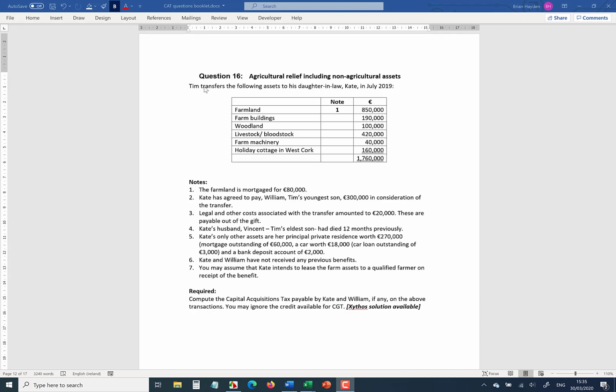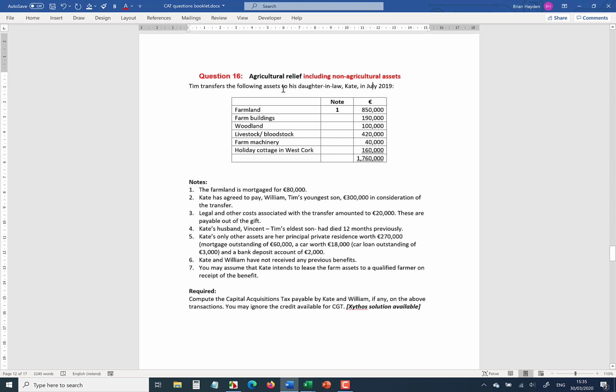So in this video, I'm going to go through the solution to question 16, agricultural relief, including non-agricultural assets. So this introduces a particular concern or issue which we need to deal with. The person is receiving a mix of assets, some of which qualify for agricultural relief and others which don't. And we'll just have a look at the details to get a sense of this.